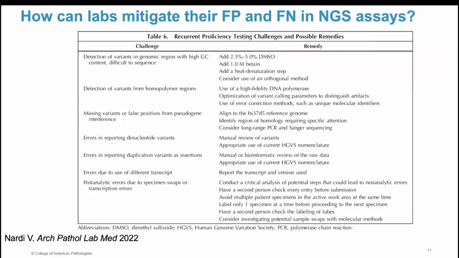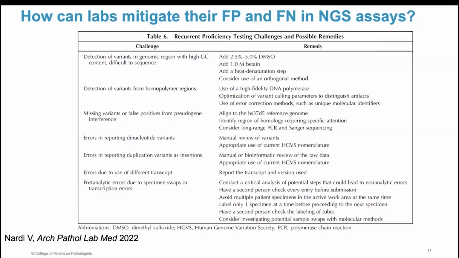And so it would be sufficient to manually review the variants to notice that they are dinucleotide or trinucleotide variants that should be reported out as a deletion insertion variant, and then use the appropriate HGVS nomenclature. Similarly, we haven't talked about that, duplicating variants should be reported out as duplications, not as insertions. Again, it's not an error in detection, it's an error in annotation, but it will still be marked as an error in your proficiency testing results.